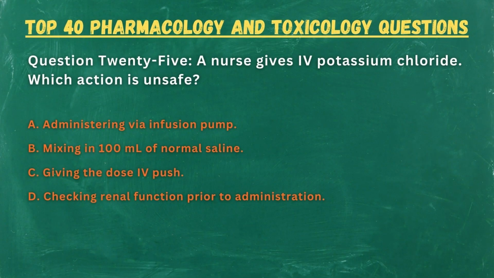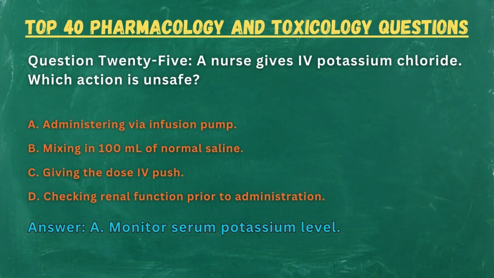Question 25. A nurse gives IV potassium chloride. Which action is unsafe? A. Administering via infusion pump. B. Mixing in 100 milliliters of normal saline. C. Giving the dose IV push. D. Checking renal function prior to administration. Answer: C. Giving the dose IV push.